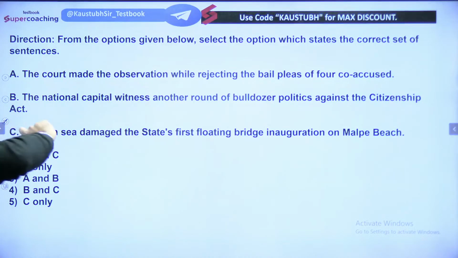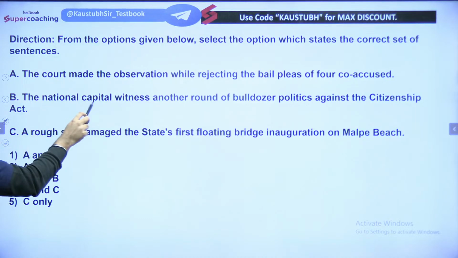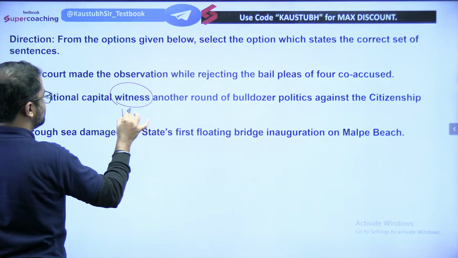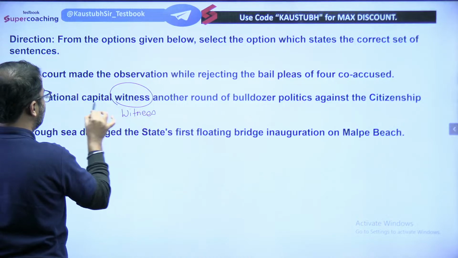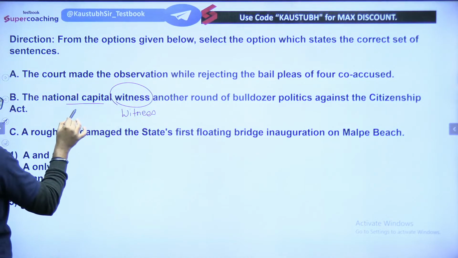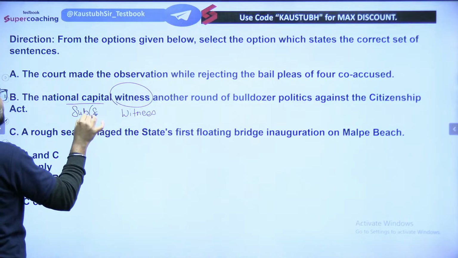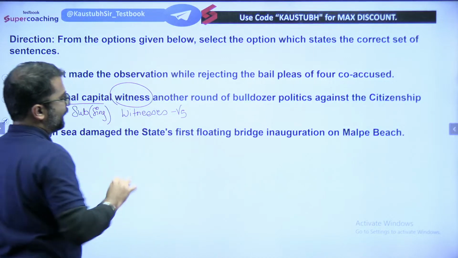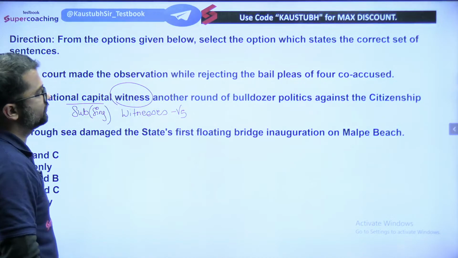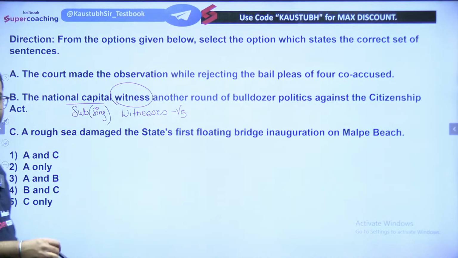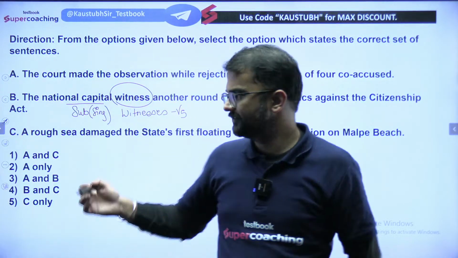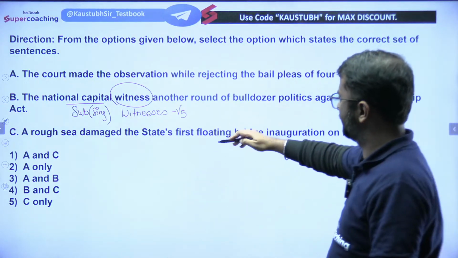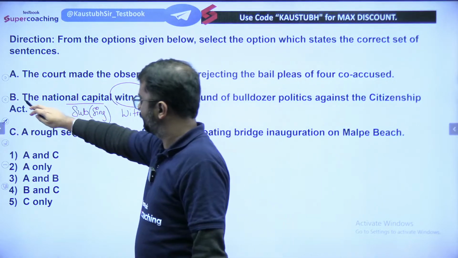Okay. So see, there is an error in the B sentence. The national capital witness another round of bulldozer politics, no, witnesses. Because if you want to write simple present tense with the national capital as your singular subject, right? So the verb should also be singular in V5. It witnesses another round of bulldozer politics against the Citizenship Act. And when you are writing news headlines, generally, this seems to be a news headline, and news headlines are written in simple present tense. But simple present tense is V5 at the end. So B definitely has an error.